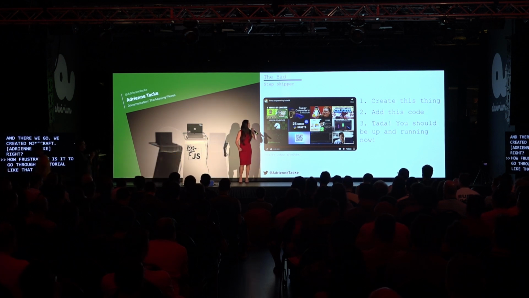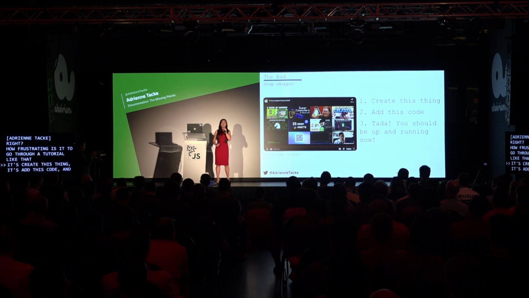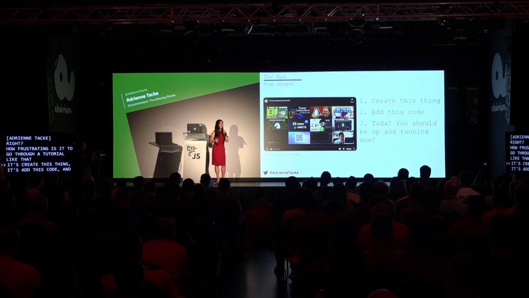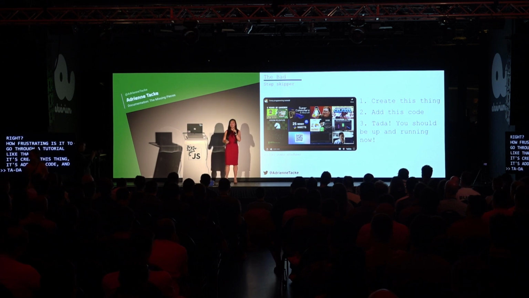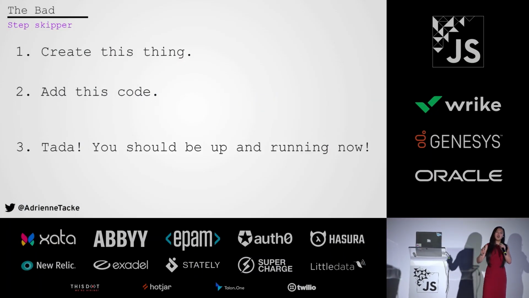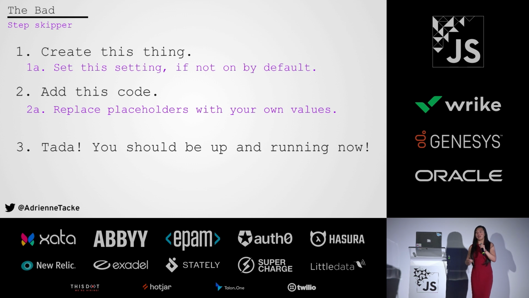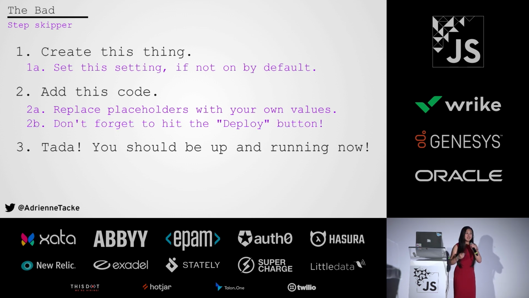So, what we want to do is we need to be way more explicit with the steps that we have. We can't leave any of those gaps out. When the steps that we write look like this, what they really should look like is something like this: Create that thing. Oh, and by the way, set this setting if it's not on by default. Also, add this code. Then replace the placeholders in my sample code and make sure they have your own values. Don't forget to hit the deploy button.